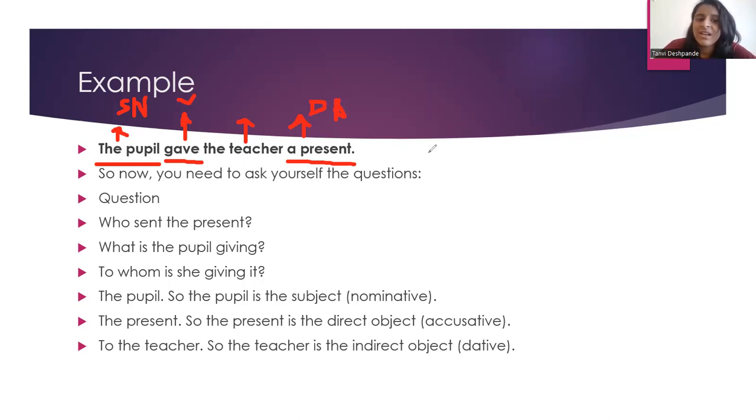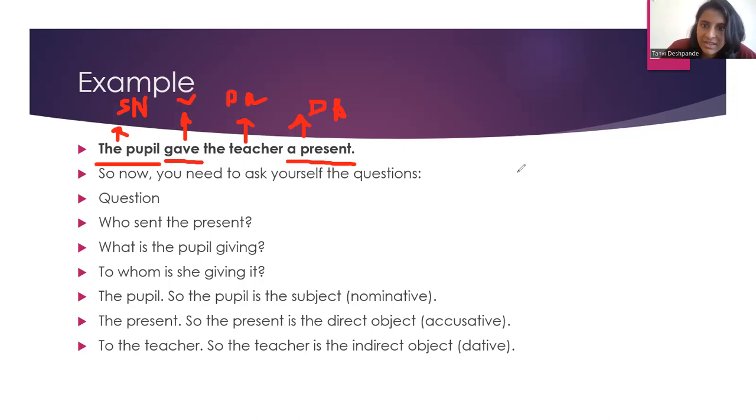Now, who is getting affected because a present is being given? The teacher. So it is being given to the teacher. That is why it is in the dative case. I'll repeat it once again. The pupil gave the teacher a present. There are three parts in this: the pupil, the teacher, a present. The pupil is the subject, the doer. What is he giving? That will be in the accusative case. To whom is he giving? To the teacher. So the teacher will be in the dative case.